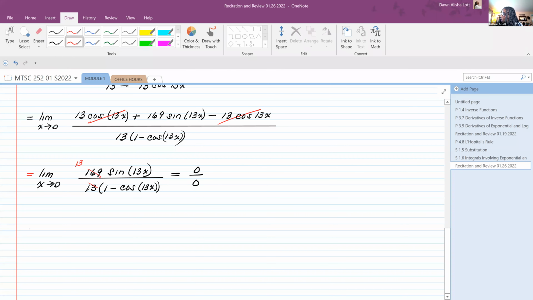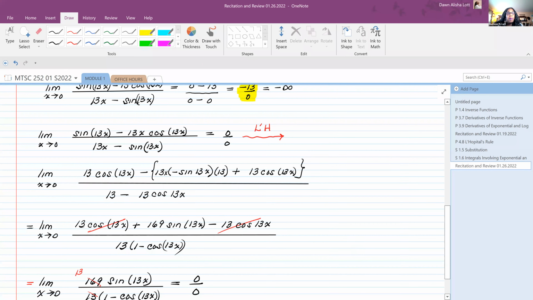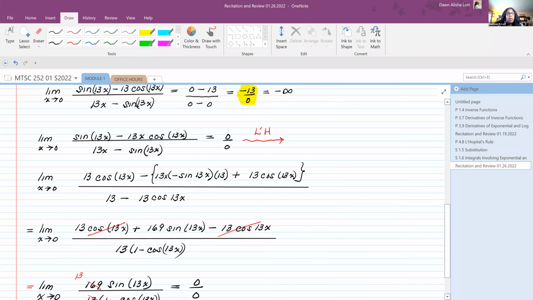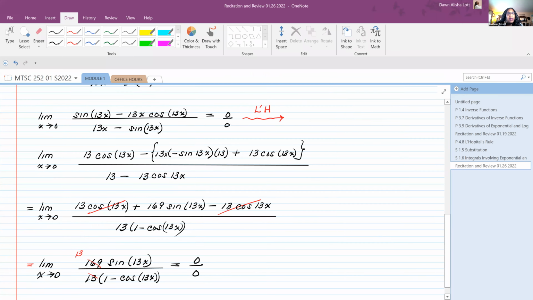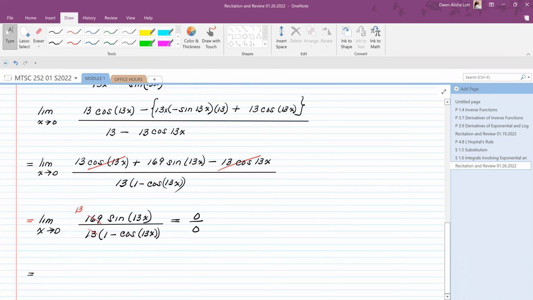Okay, so now you get the derivative of the top. So what's the derivative of the top? The derivative of the top should just be sine 13x plus 13x cosine of 13x. Was there an x that I missed? Yeah, there's supposed to be an x. Okay, I missed an x. That x is, again, really important.